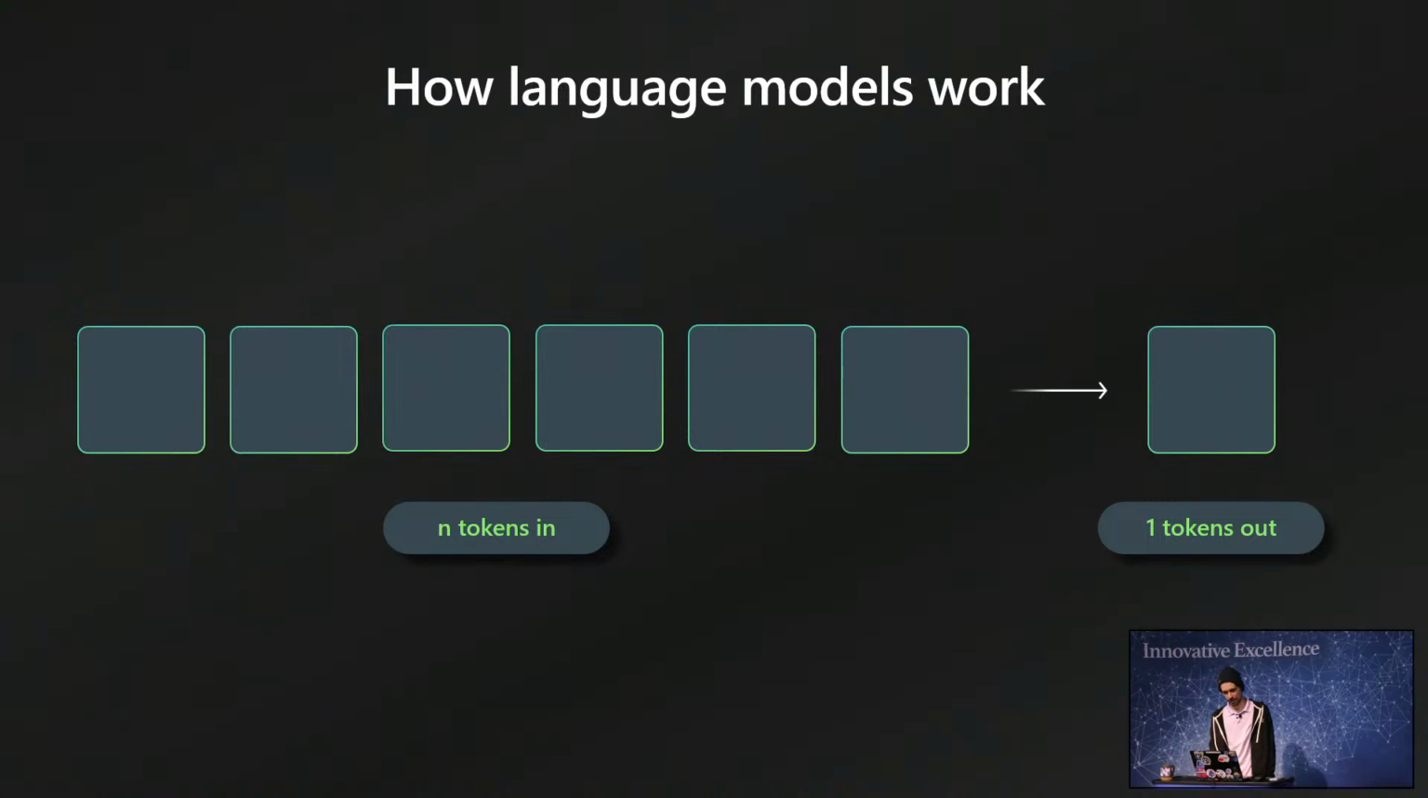So, how do they work? As I said, you get n tokens in, you get sequentially one token out at a time. Now, when you get a response from something like ChatGPT, it's obviously aggregated all of those into one response that it then serves to you.